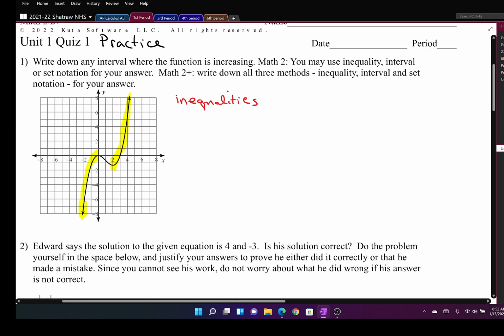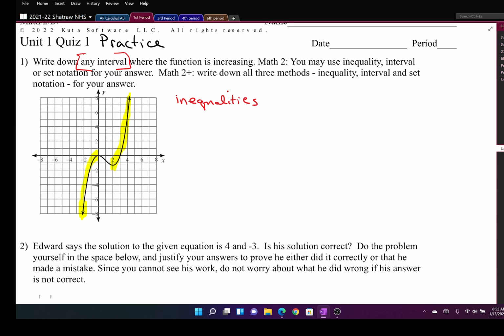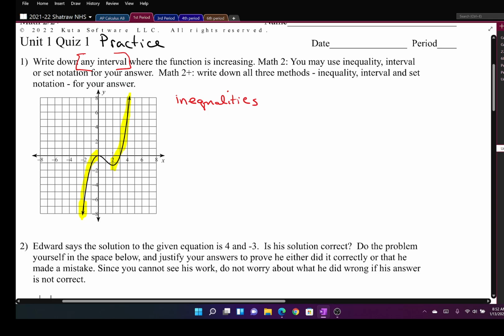And I will mention that it says any interval. So you don't have to write down the interval that's exactly true. You can write down an interval that you are confident in. So just like on Khan Academy, if I was in calculus, I would say right here at 2 is where it is going to start going up.